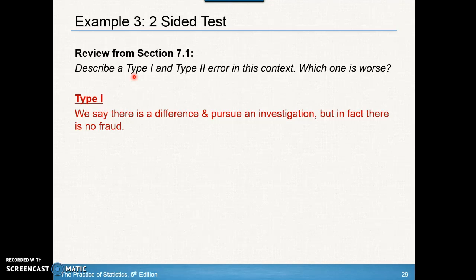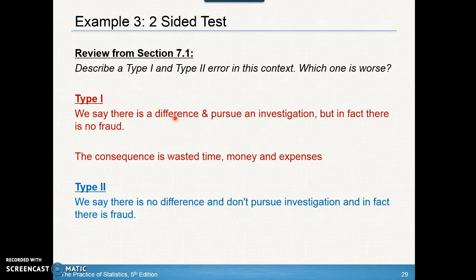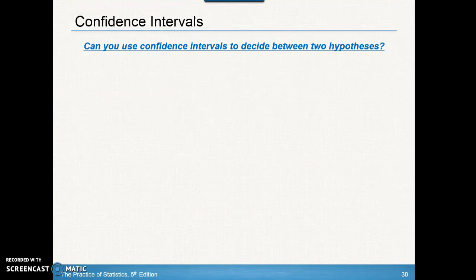Okay, we reject the null. So type 1 means if we're rejecting the null, we say there is a difference, and therefore we pursue an investigation, but in fact there is no fraud. That's rejecting the null when it is actually in fact true. The consequence would be that we have wasted time, money, and expenses. Remember, type 2 is failing to reject the null when it's false. So we're keeping the null, there is no difference, and we don't pursue an investigation, and in fact there is fraud. So the result is basically that someone gets away with fraud. And you have to decide which one is actually worse.